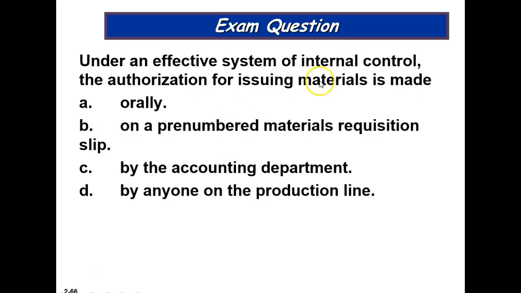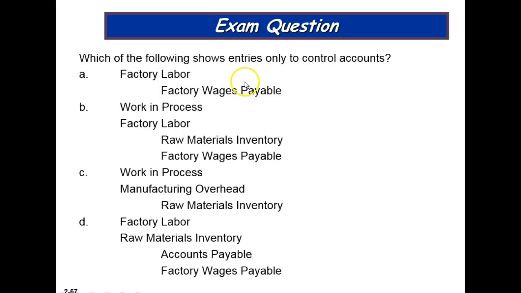Under an effective system of internal control, the authorization for issuing materials is made, don't you dare say orally. I purposely was saying you need documents, remember me? On a pre-numbered material requisition slip. Got it? Not by the accounting department, not by anyone on the production line. We need to have controls in place, and we need to have documents in which we create journal entries.